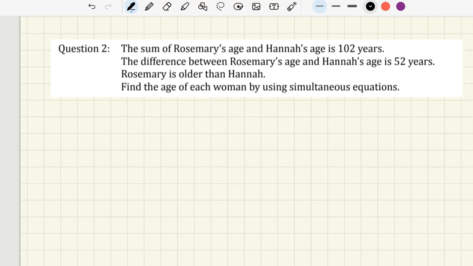So if it says by using simultaneous equations in an exam question, you have to use them. Yeah. To get the marks, you would have to show evidence that you've done your simultaneous equations, but if you got the final answer without using them, you wouldn't get the marks.